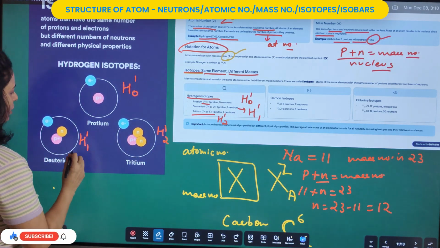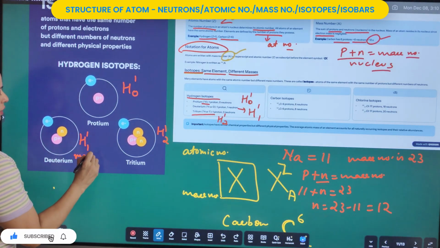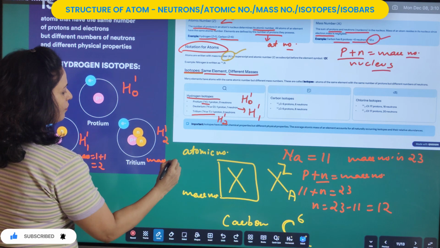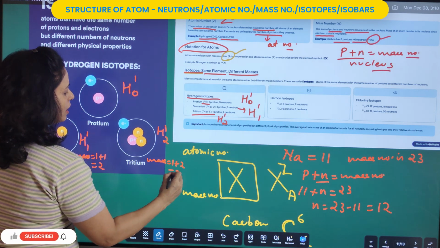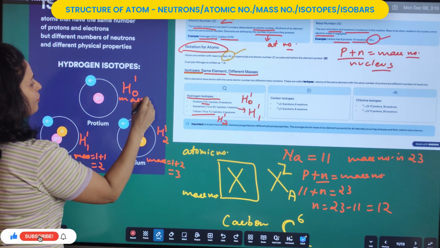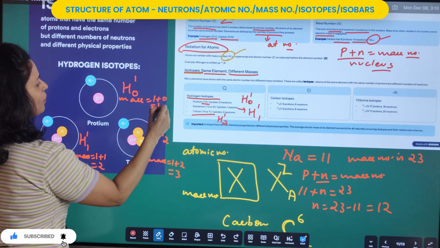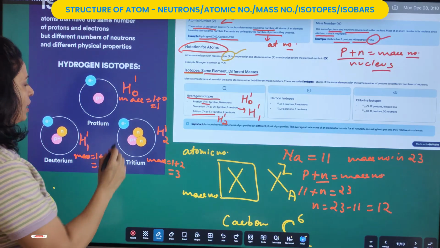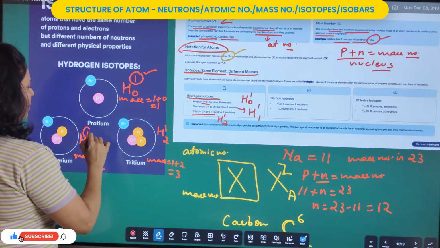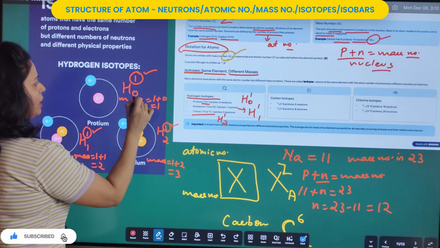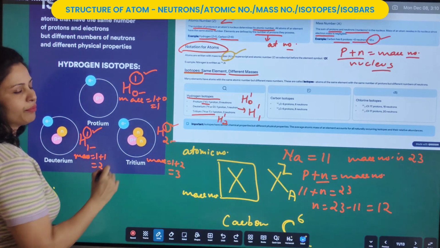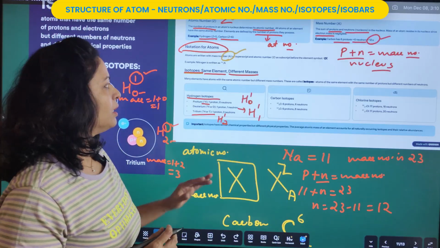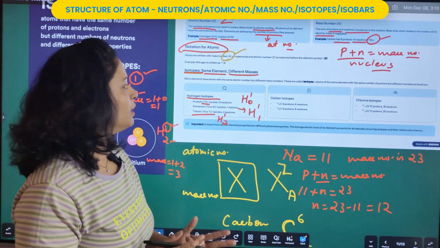So what will be the mass? Here the mass will be 1 plus 1, that is 2. Here the mass will be 1 plus 2, that is 3. And here the mass will be 1 plus 0, that is 1. So the masses are different. The atomic number is the same, 1, but the mass numbers are different. Such elements are atoms of the same element having the same atomic number but different masses.